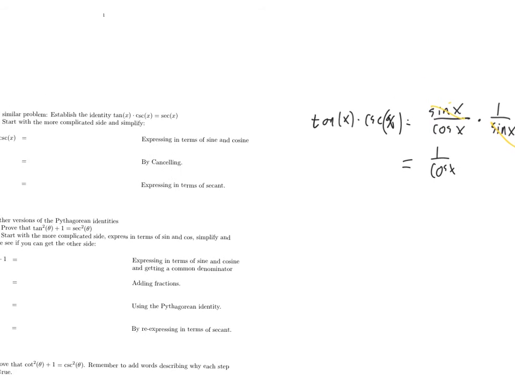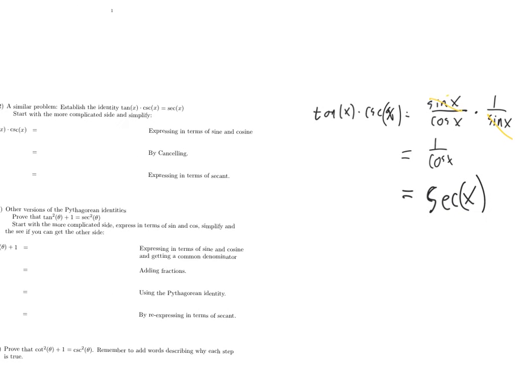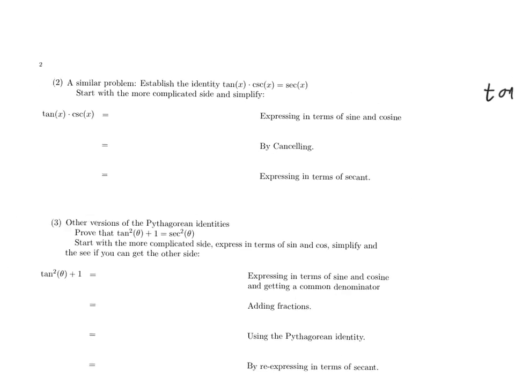Let's see what you actually want to prove. I want to eventually get a secant of x on that side. So, with your eye on that prize, if you can tell me why 1 over cosine of x is equal to secant of x, I'll be happy. Oh, but 1 over cosine of x is equal to secant of x because of the trig identity that says secant is 1 over cosine. So, let's do that.